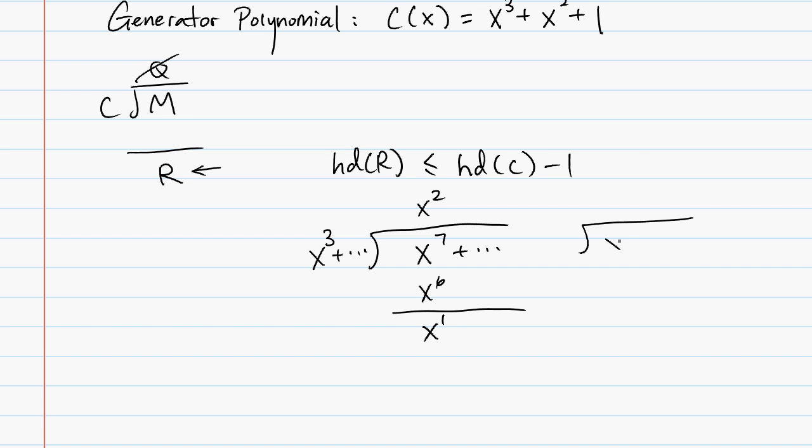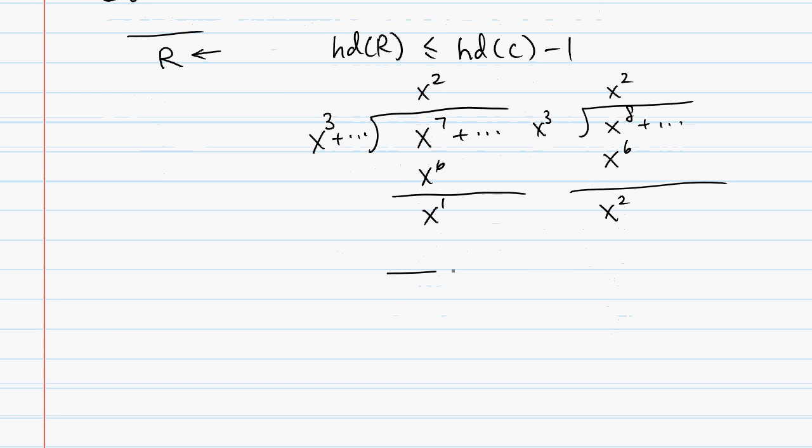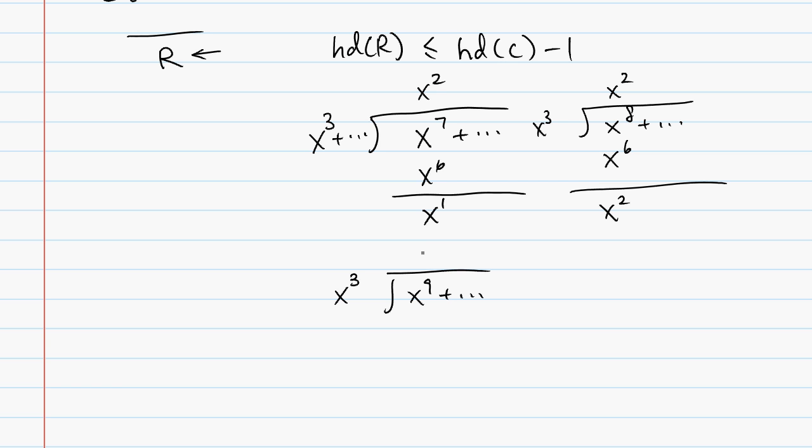Let's say you have x to the 8th plus some arbitrary polynomials divided by x to the 3rd, and you're going to have x to the 2nd, and you will have x to the 6th, and the highest degree will be 2. And lastly, if you have x to the 9th plus arbitrary polynomials divided by x to the 3rd, you will have 0, or 0 times x to the 0, as your remainder. So the highest degree is going to be 0.